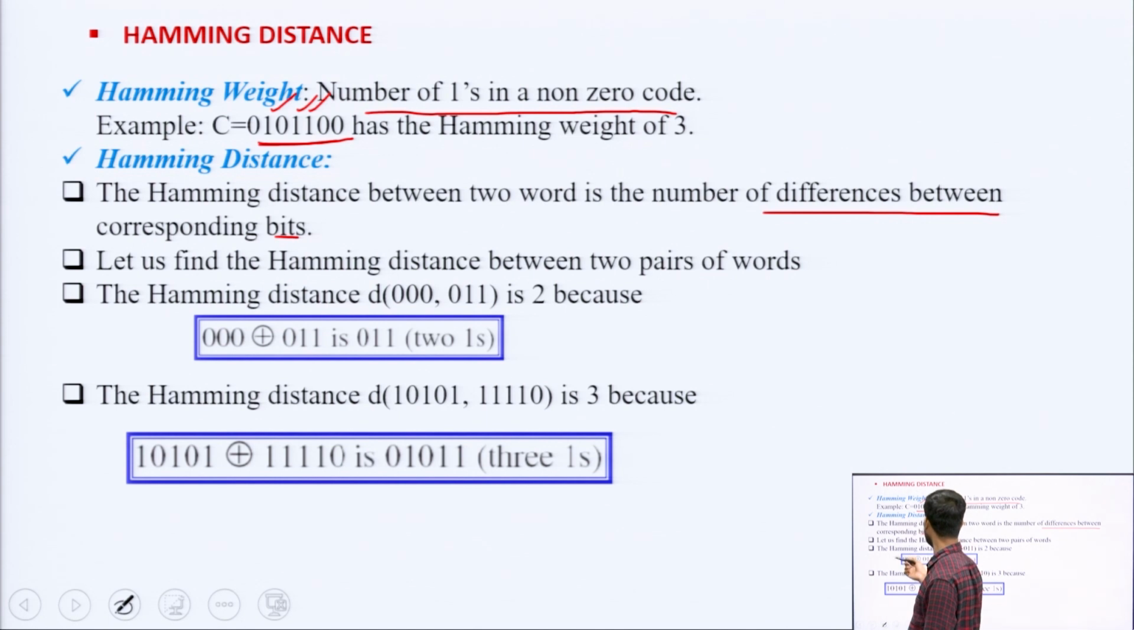Okay, so let us find the Hamming distance between two pairs of words, that is 000 and 011. You can see that the first bit is not changing, while the second and third bits are changing. So two changes are there, that's why the Hamming distance is 2. Similarly, the Hamming distance for these two code words is 3, because 1 to 1 is no change, 0 is changing to 1, 1 remains constant, 0 is changing to 1, and 1 is changing to 0. So 3 times changing, that's why the Hamming distance is 3.